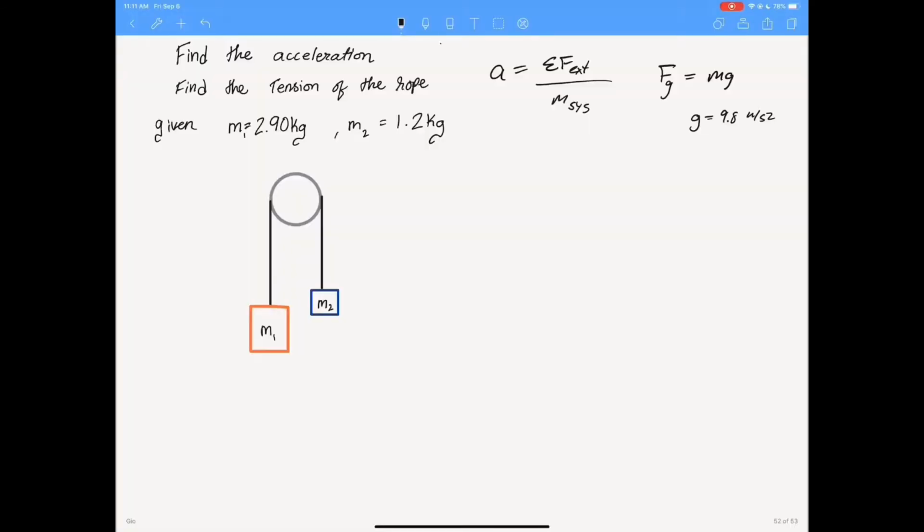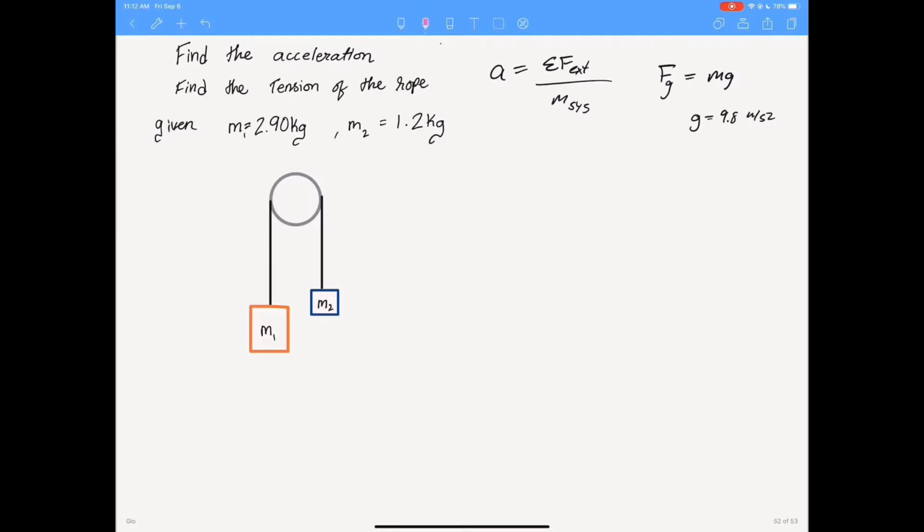Hello, here's a quick problem on finding the acceleration of two objects attached to an Atwood machine. So here are the formulas we're going to have to use: Newton's second law, and Fg equals mg, where of course g is equal to 9.8.